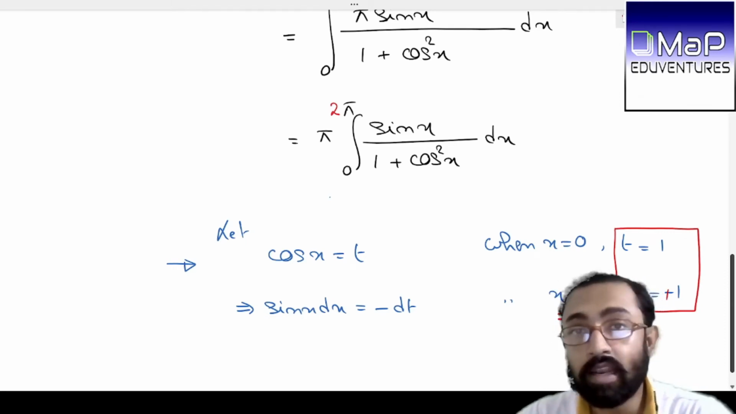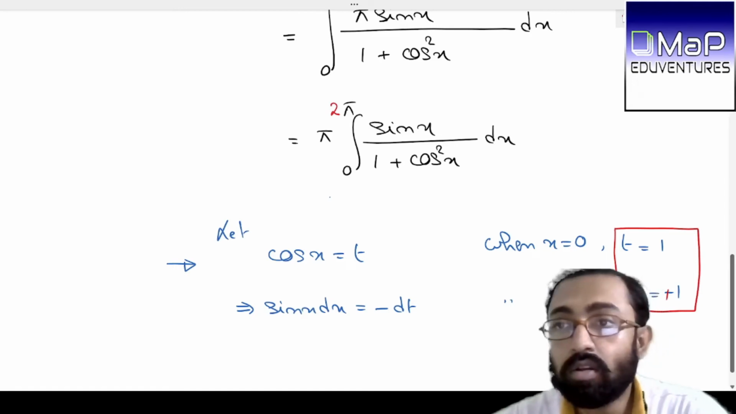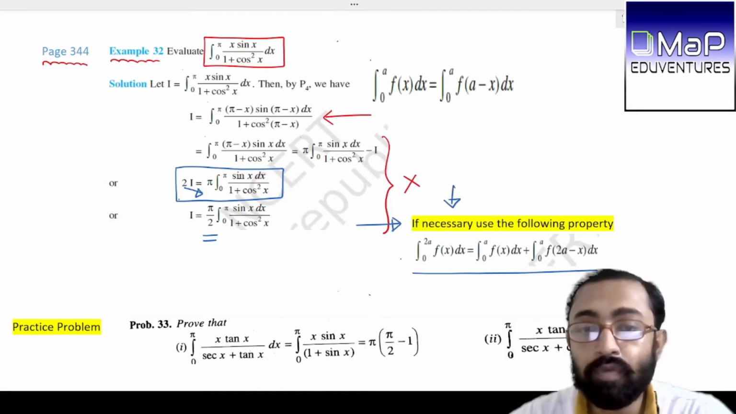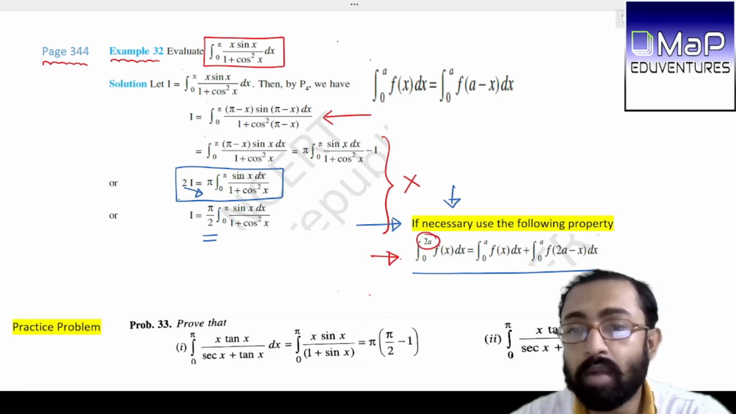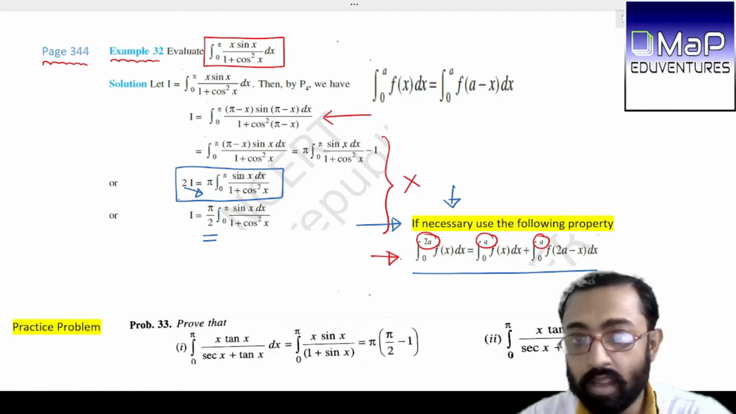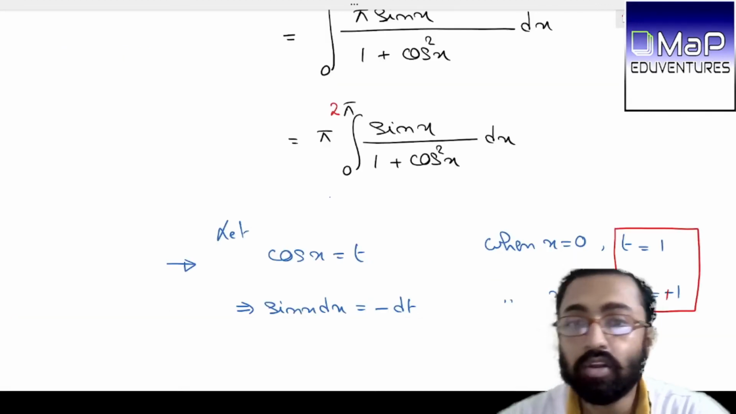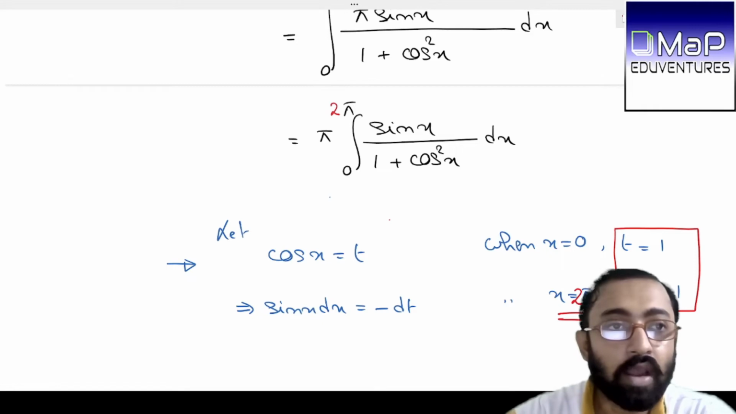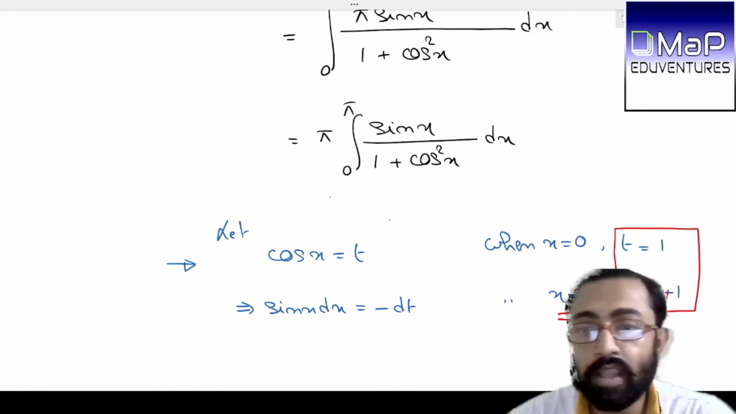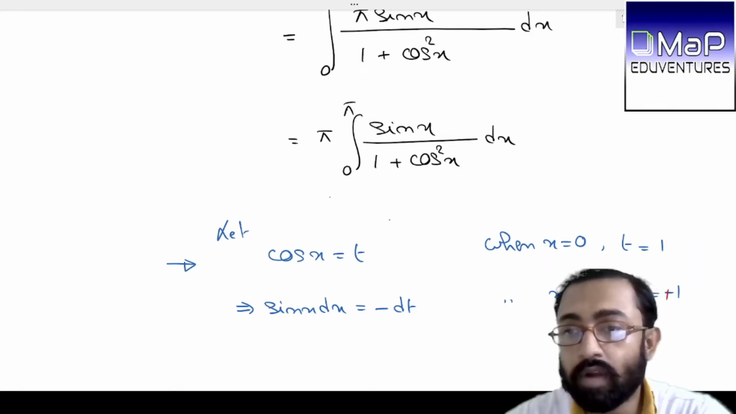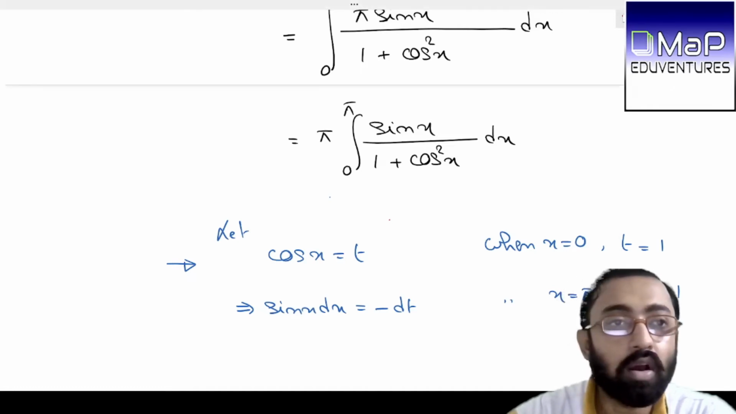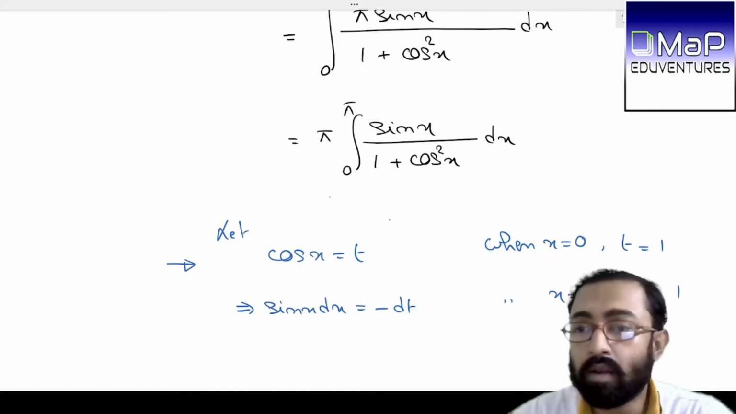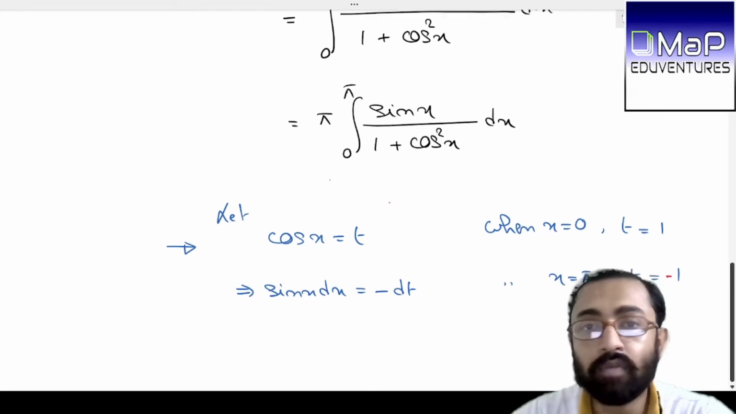So if we get the same limit, then what we will do? We will reduce the limit using this property, to reduce the limit. All right. But here that has not happened. We are getting two different limits of t. One is 1 and the other is minus 1. Hence there is no need of that property.